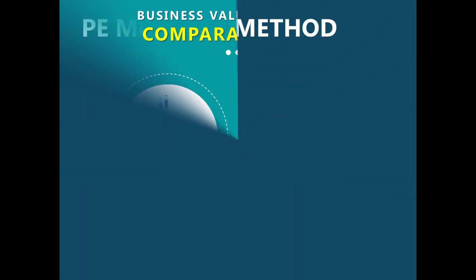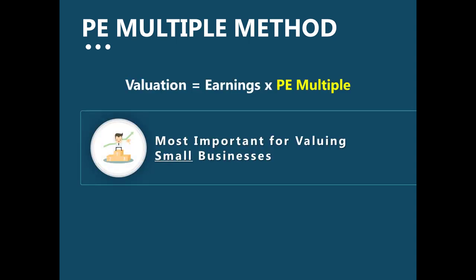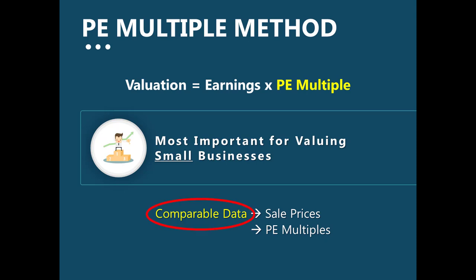As we discussed in the last video, the PE multiple approach is the most important method for valuing small businesses. Once we know the right PE multiple to use, we can calculate the valuation. Comparable data can provide an indication of both the sale prices and PE multiples of similar businesses that have recently sold. The trick is finding this data.